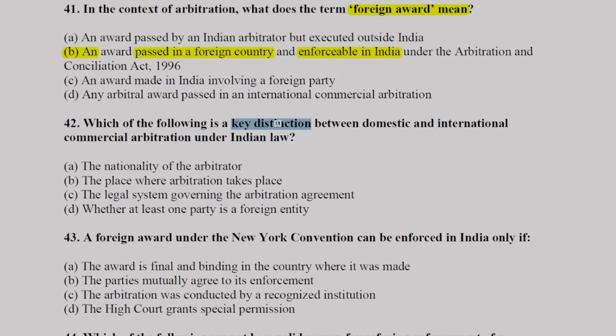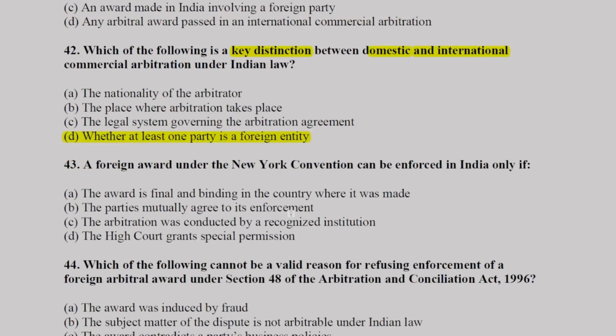Which of the following is a key distinction between domestic and international commercial arbitration under Indian law? The nationality of the arbitrators, no. The place where arbitration takes place, no. The legal system governing the arbitration agreement, no. Whether at least one party is a foreign entity. So the answer would be D.